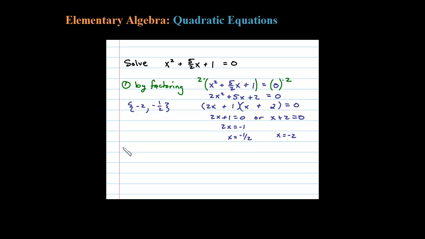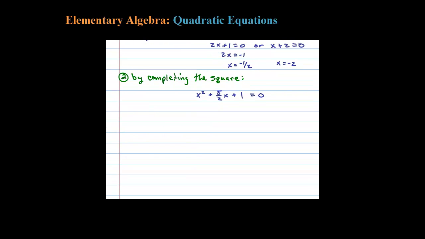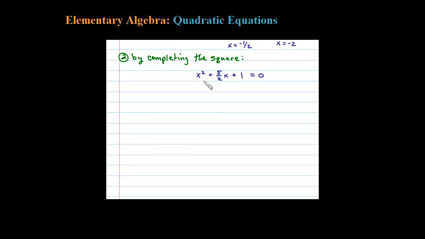Now for the second part of the question, it asks me to solve this by completing the square. Any way I solve this, I should get the same solutions, negative 2 and negative 1/2. Now to complete the square, it's going to be easier to do that if I do not clear the fractions, because the leading coefficient here is 1. So the first step in completing the square is to add the constant term to the other side, and that in this case leaves us with x squared plus 5/2 x equals negative 1.